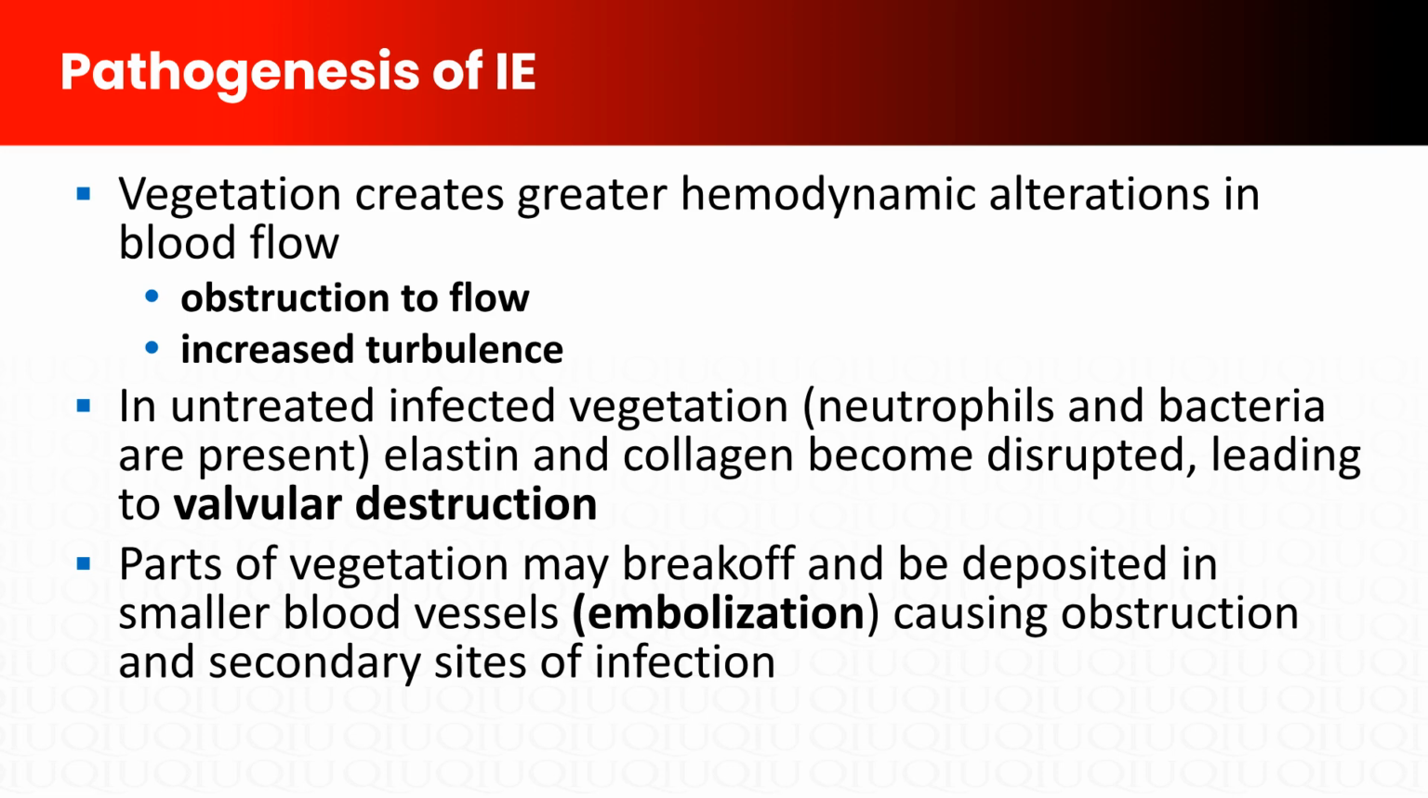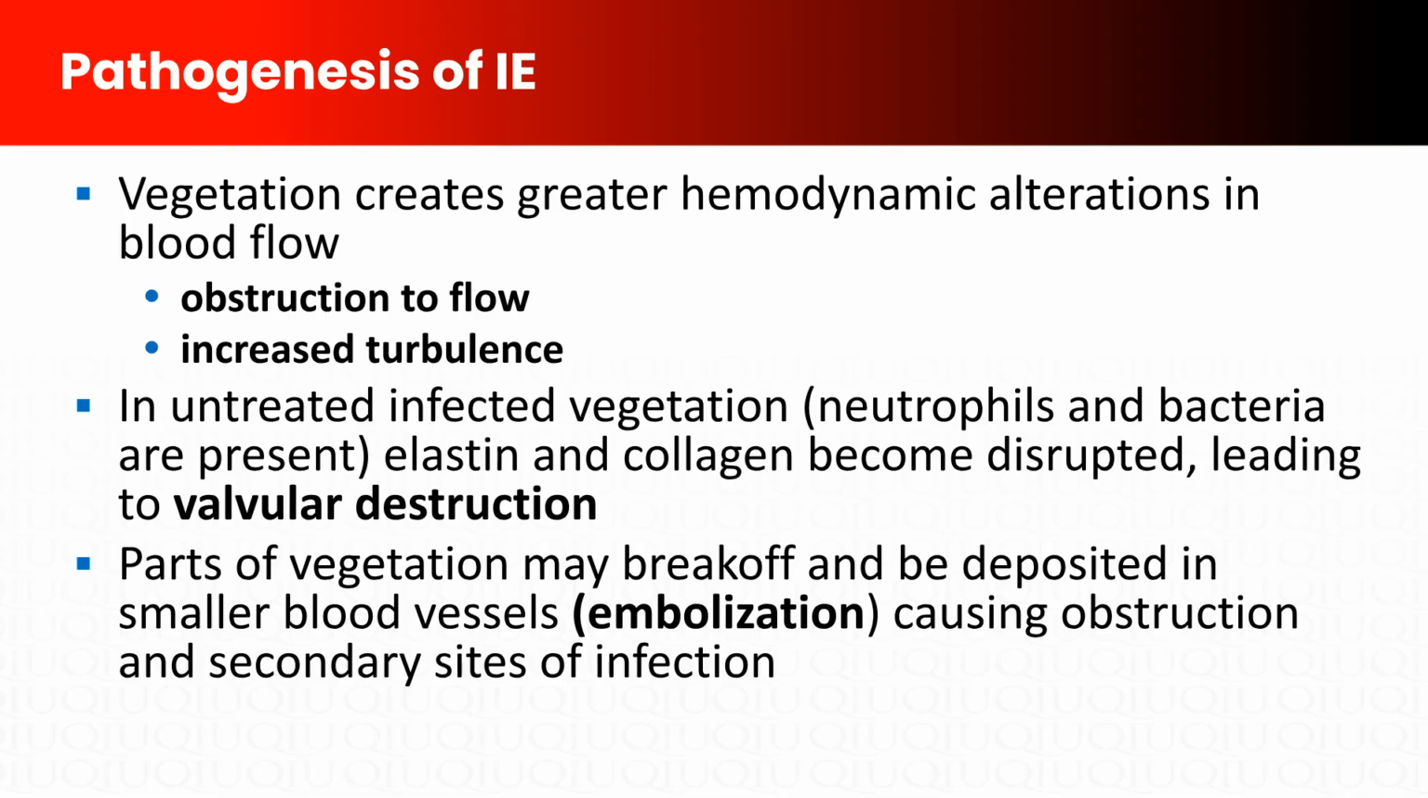As vegetations mature, they cause serious complications through three main mechanisms. First, vegetations create hemodynamic alterations in blood flow. Large vegetations can physically obstruct flow through the valve. Imagine a mass partially blocking the valve opening. They also increase turbulence, making the flow even more chaotic and potentially damaging more endothelial surface.